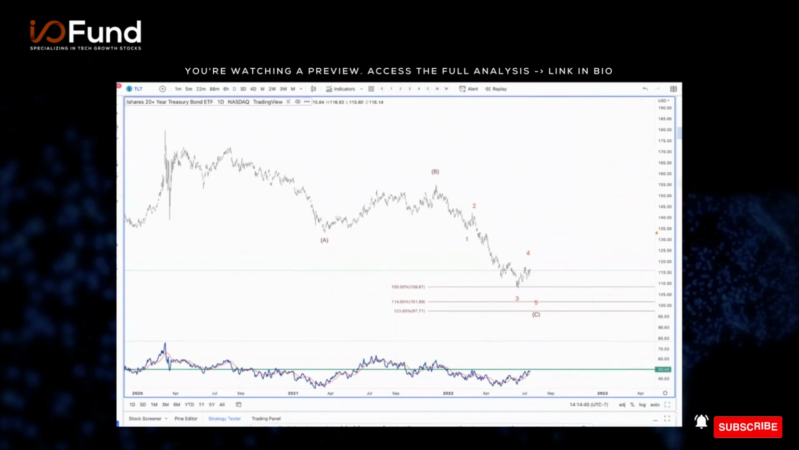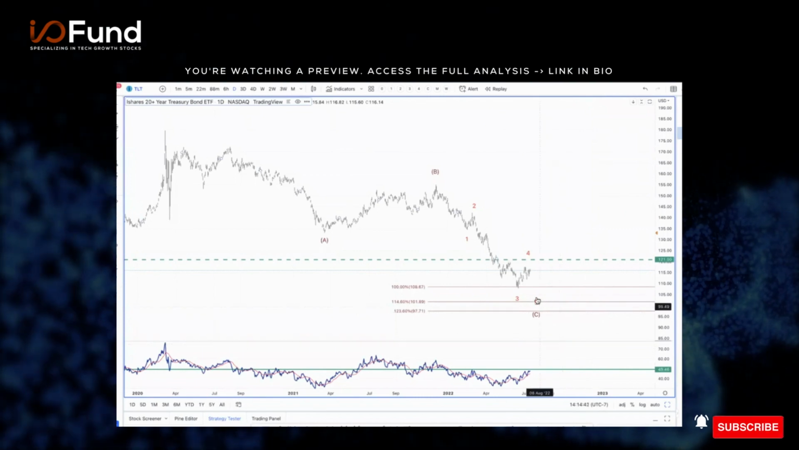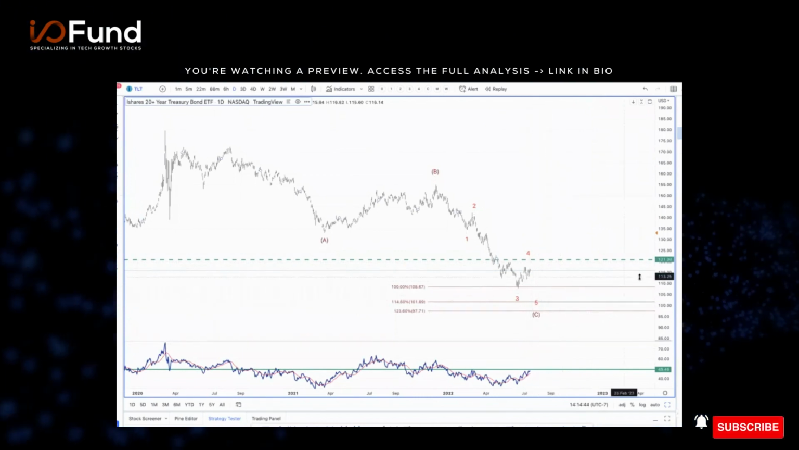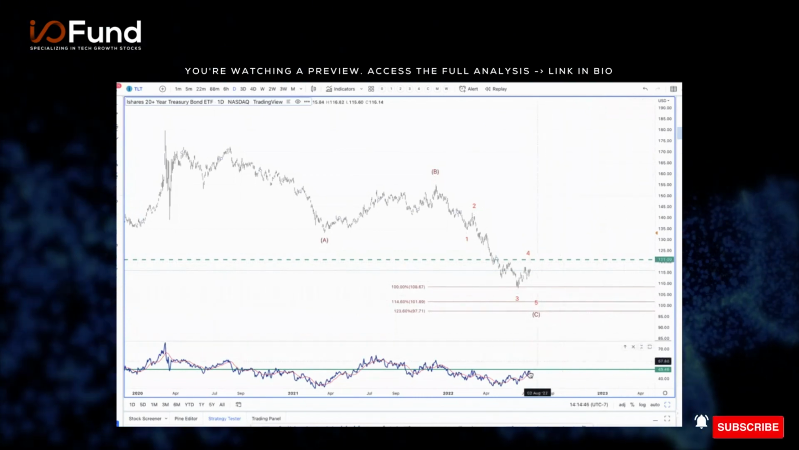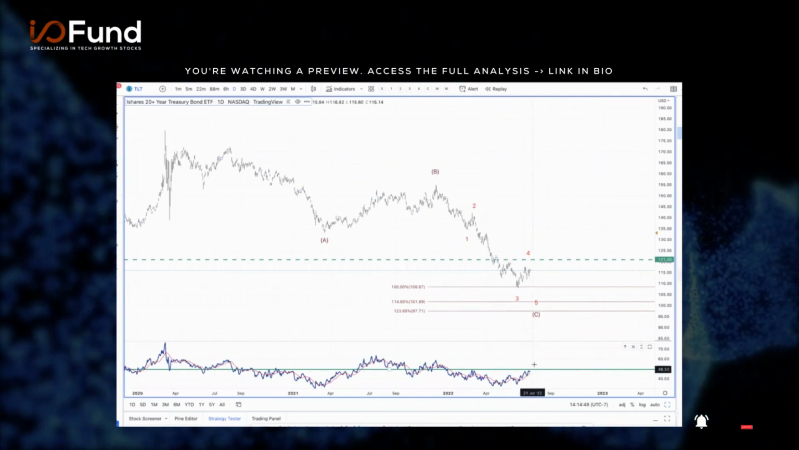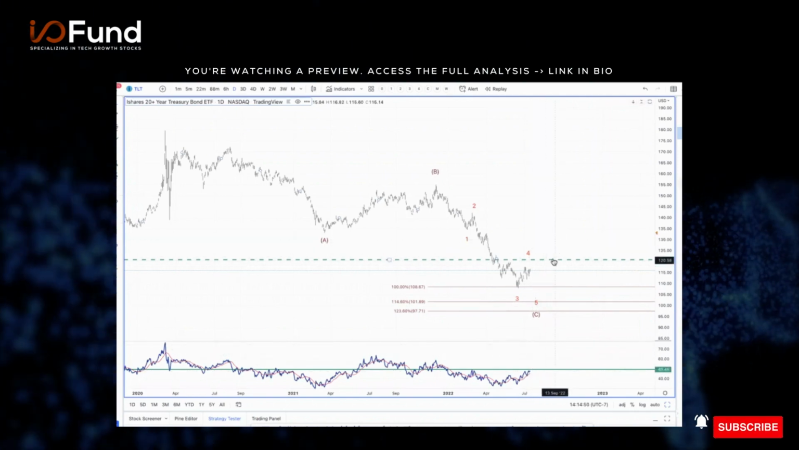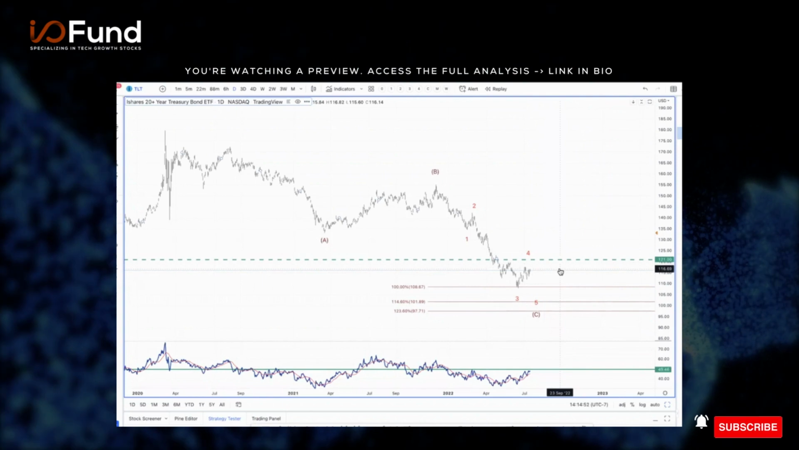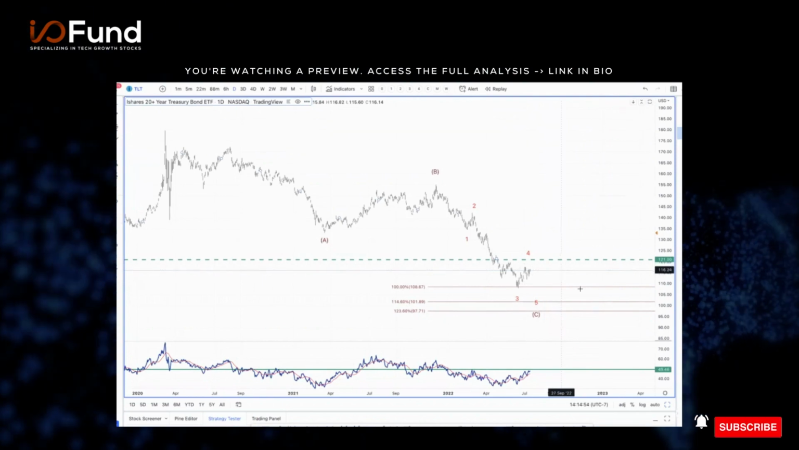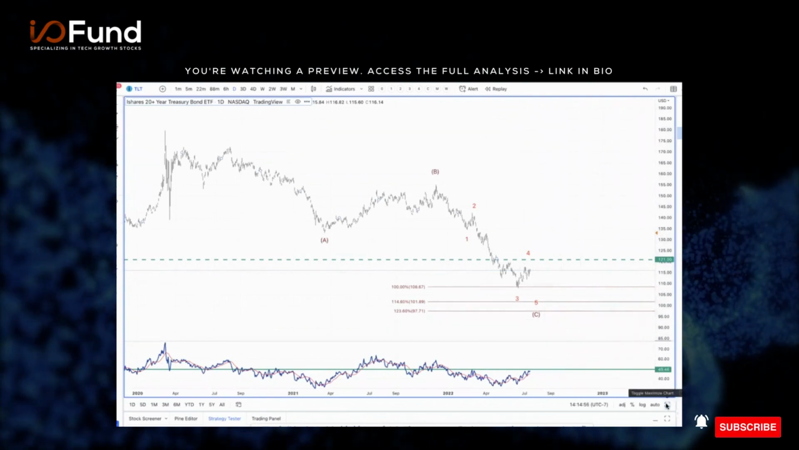So what I would like to see to confirm that a low is in is if we trend higher above this 121 level, and we see the RSI take back 49.50. If that happens, it should be lining up with some kind of a low in equities as well. And that would take a lot of pressure off risk assets.